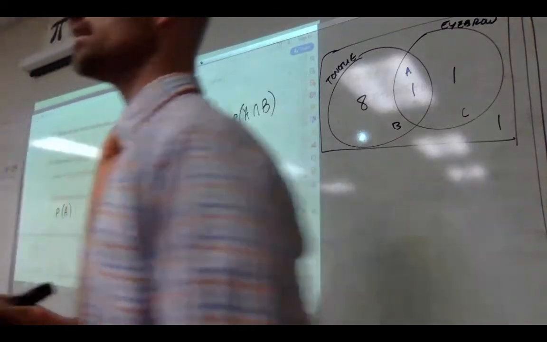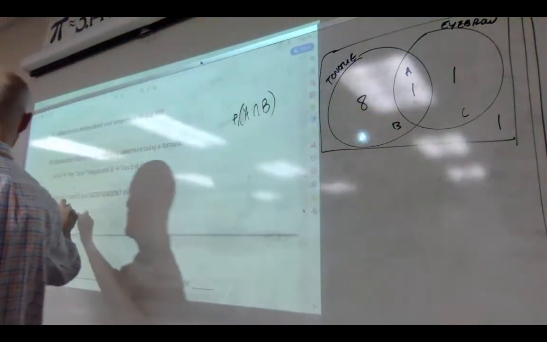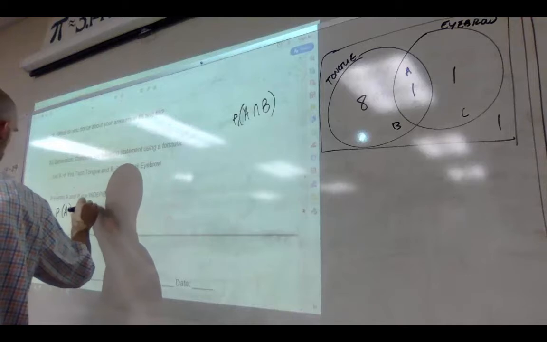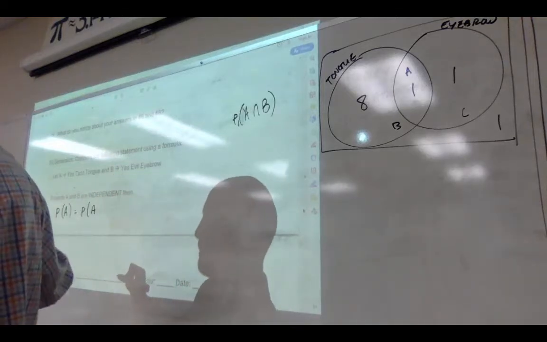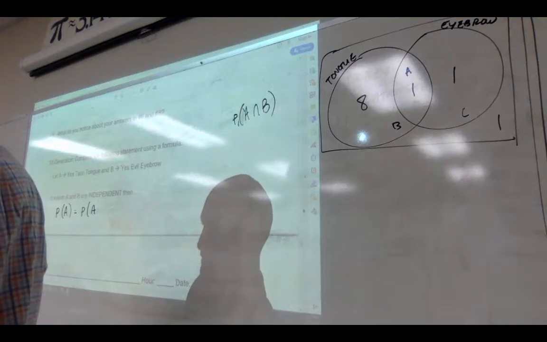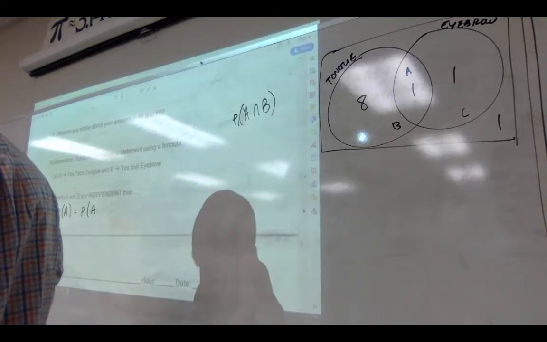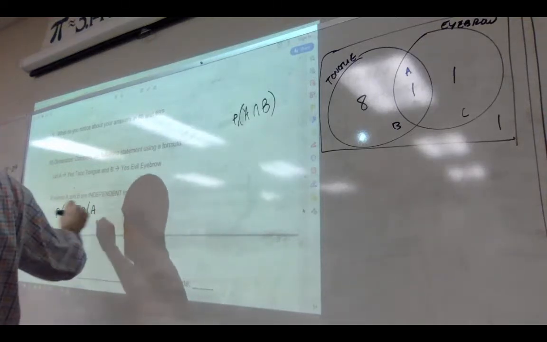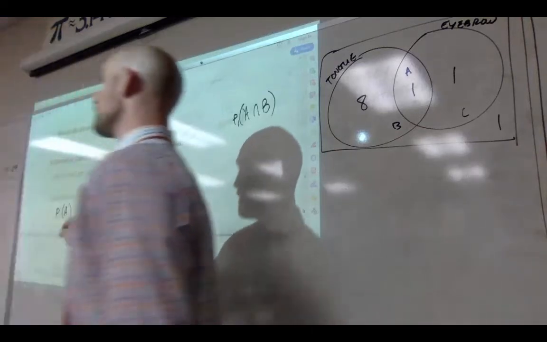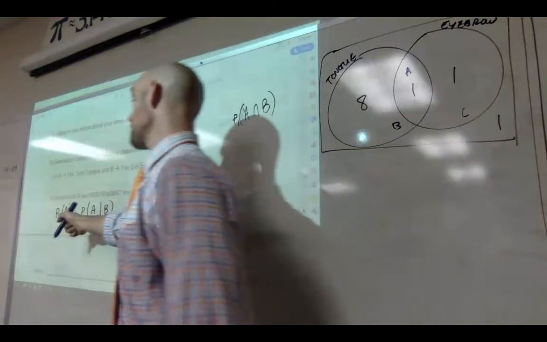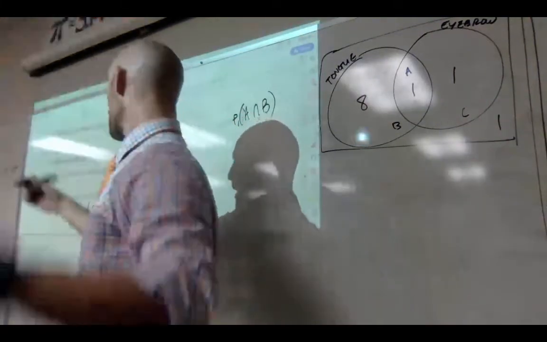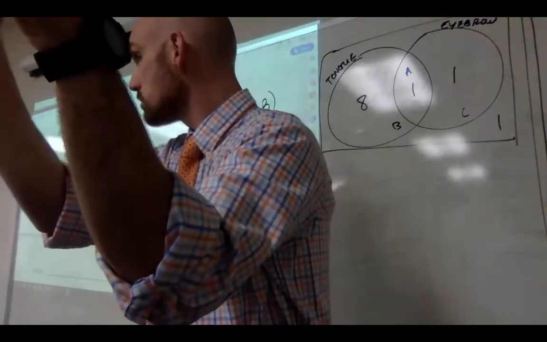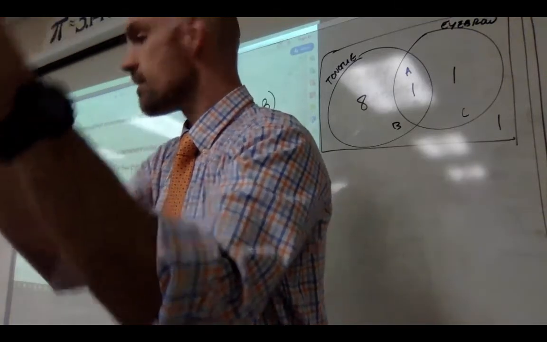If A and B are independent, then the probability of A is equal to what? Probability of A given B. If they're independent, then the probability of A happening in the big group is the probability of A happening given that you now have taken a smaller group. You tracking with me? Look at B, look at A.